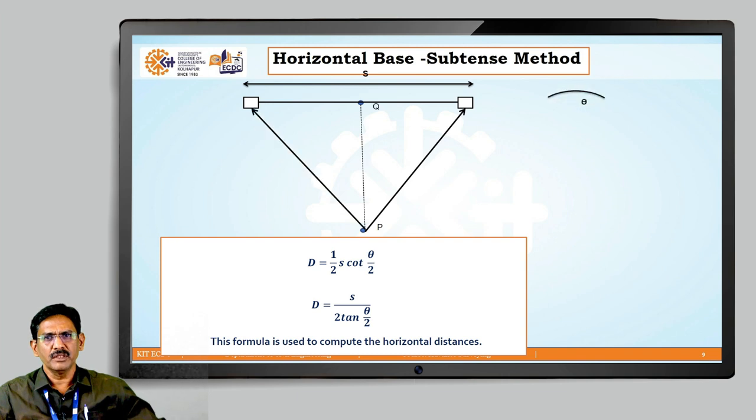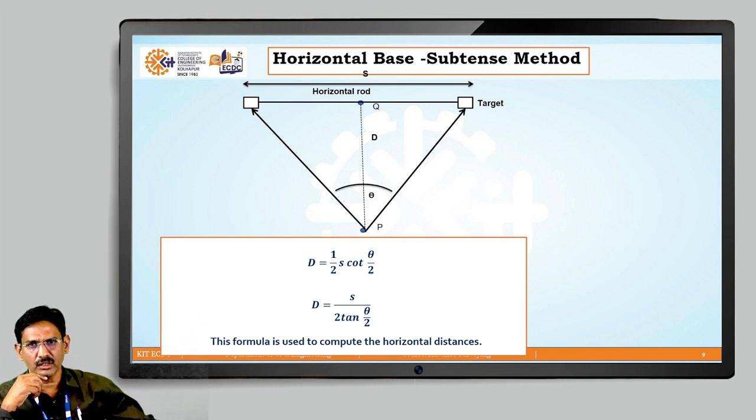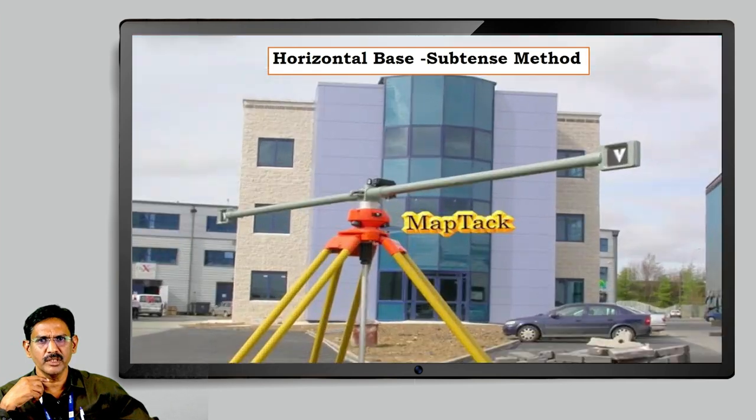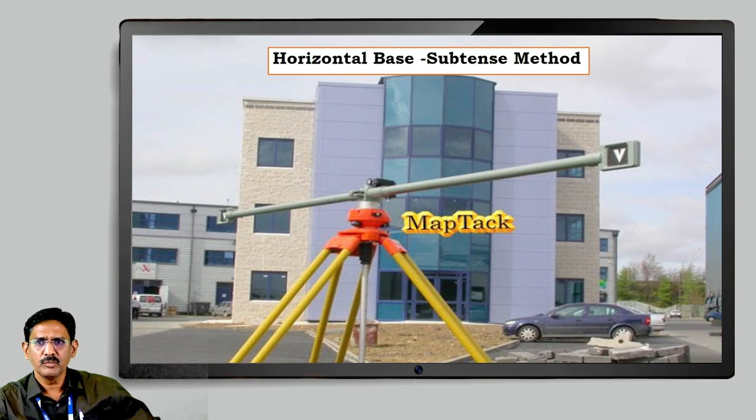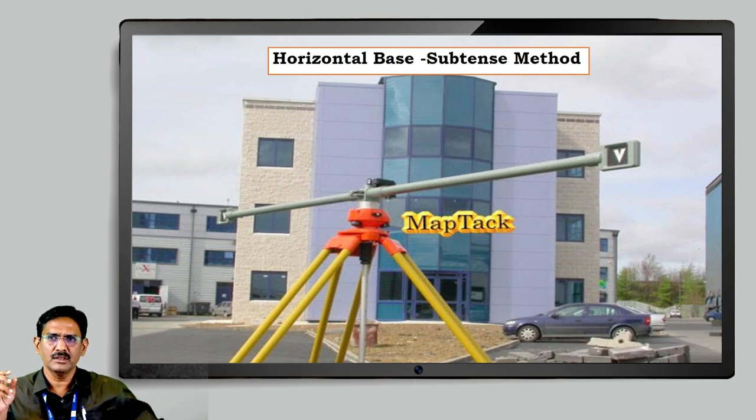Now we come to the next method, which is the horizontal base method. Why is it called horizontal base? Because as you can see in the figure, the base of the target is horizontal. If you want, I can show you the next picture, which will clear the concept. You can see here that the staff is not held, but there is a horizontal bar or a horizontal base. The point mentioned as V is the point where the staff intercepts will be.